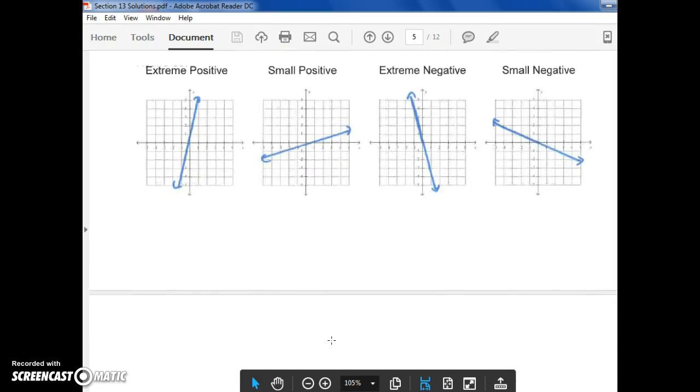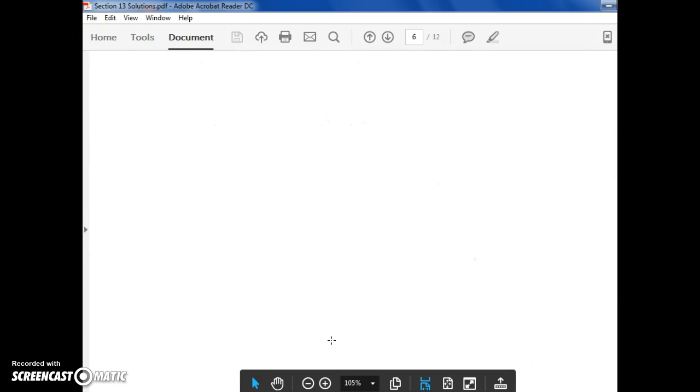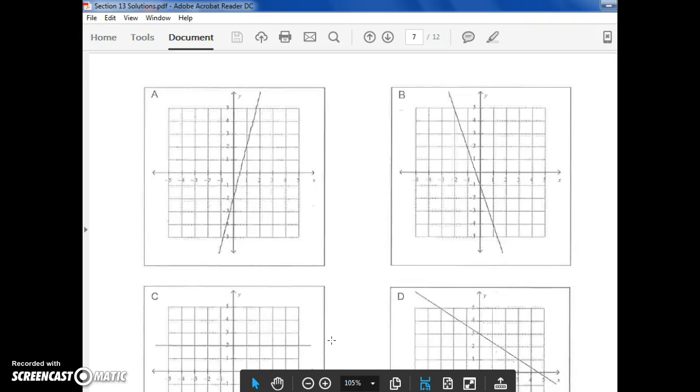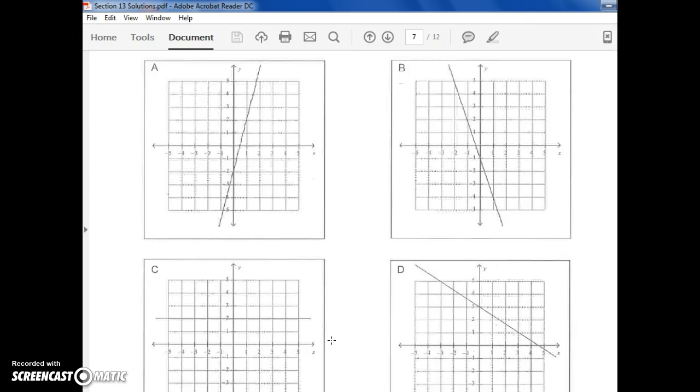All right, so looking at our graphs, there they are. First thing we're going to do is look at the intercepts, and I'm going to do the x and the y-intercept together at once because it makes things go a little bit easier. So on graph A, I'm looking for the x-intercept, which is where the graph crosses the x-axis, and the y-intercept, which is where the graph crosses the y-axis.